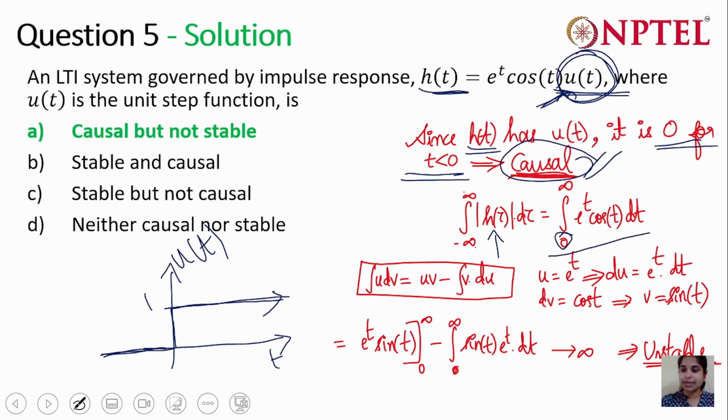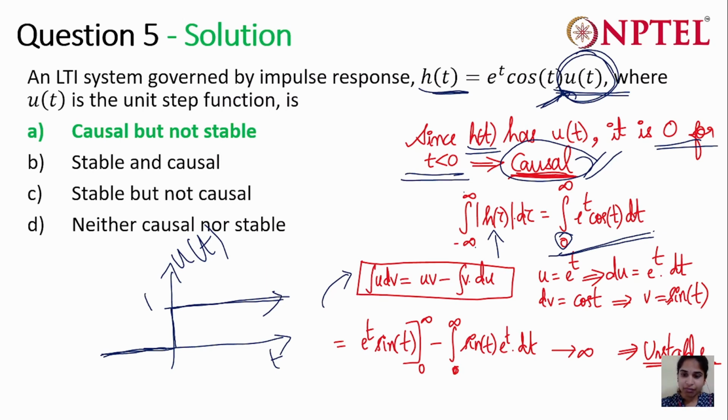This is in the form of the integral u into dv. How do you solve the integral of u dv? It is uv minus the integral of v du. What is our u? What is our v? u is e power t. dv is cos t dt.